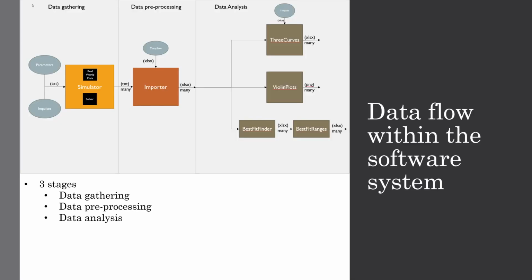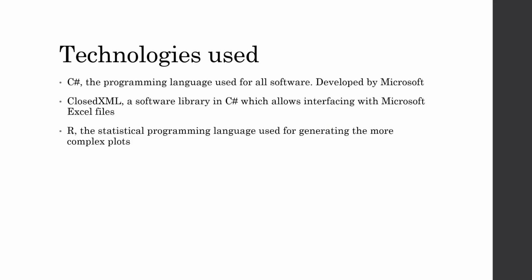Here is the data flow within the software system. There are three main stages: data gathering, data pre-processing, and then data analysis. Here are some of the technologies that were used. C# is the programming language that was used for all software. It's developed by Microsoft. ClosedXML is a software library in C# which allows interfacing with Microsoft Excel files. Then R, the statistical programming language, was used for generating the more complex plots.